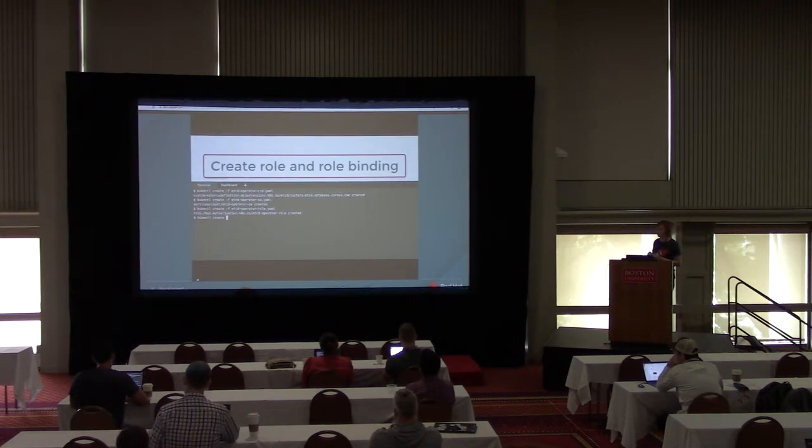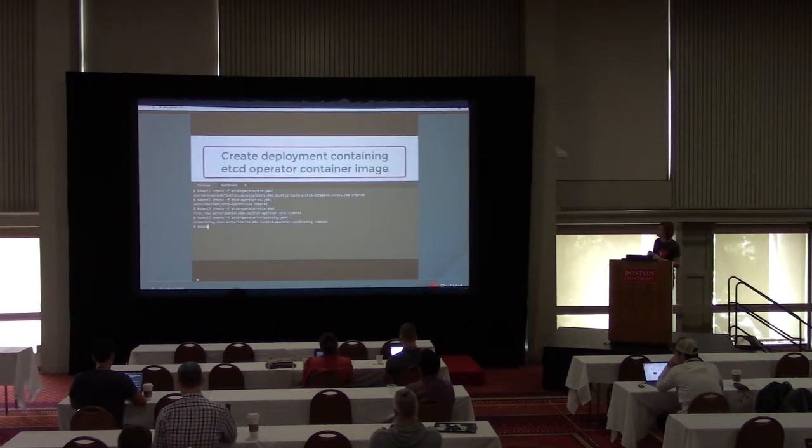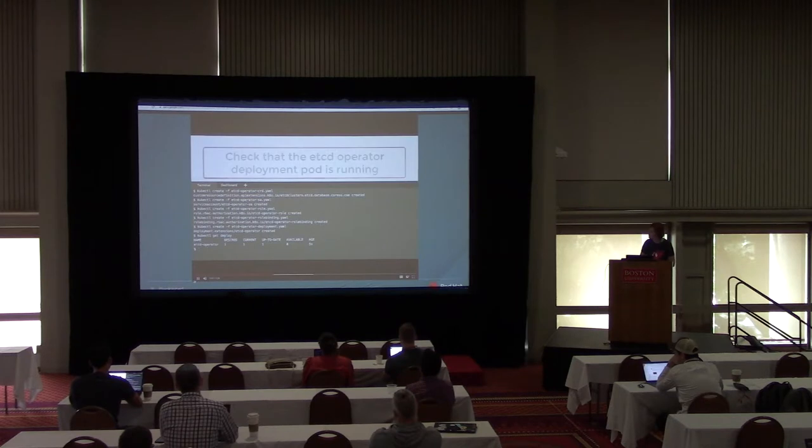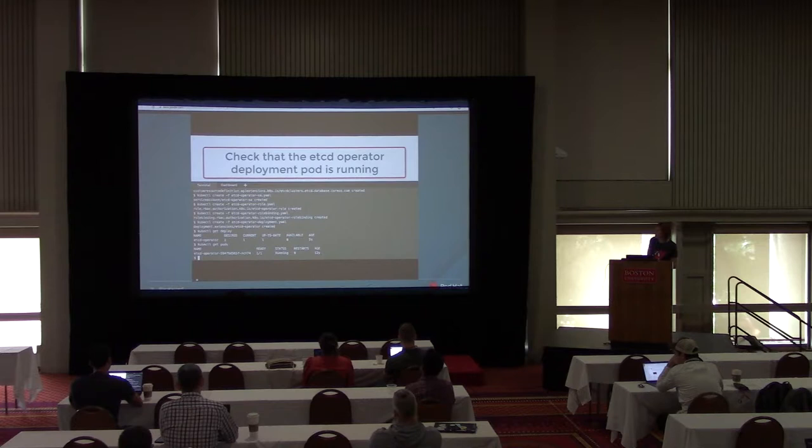Every operator is going to have different requirements for what it needs to have running on the cluster before you can use it. So we're getting our role and our role binding set up. And then now we're going to create a deployment that has the container image for our etcd operator. This is that controller piece that we talked about. It is deployed as an image. So now we've got that done. We'll check that it was created. Okay, so that's running, and now we see that the pod for that is running as well. So now our controller is running.